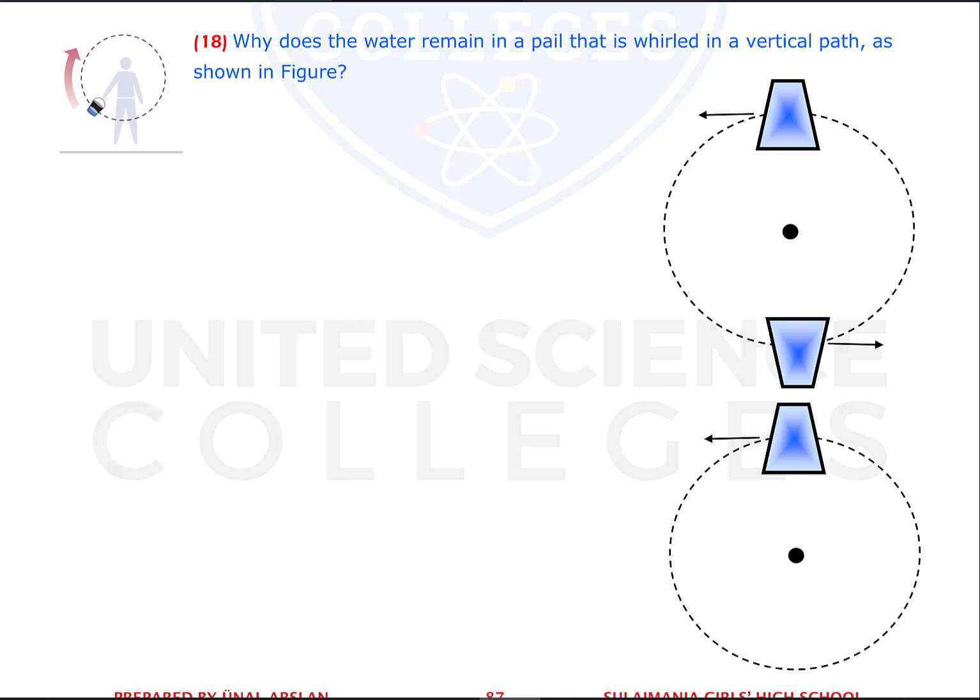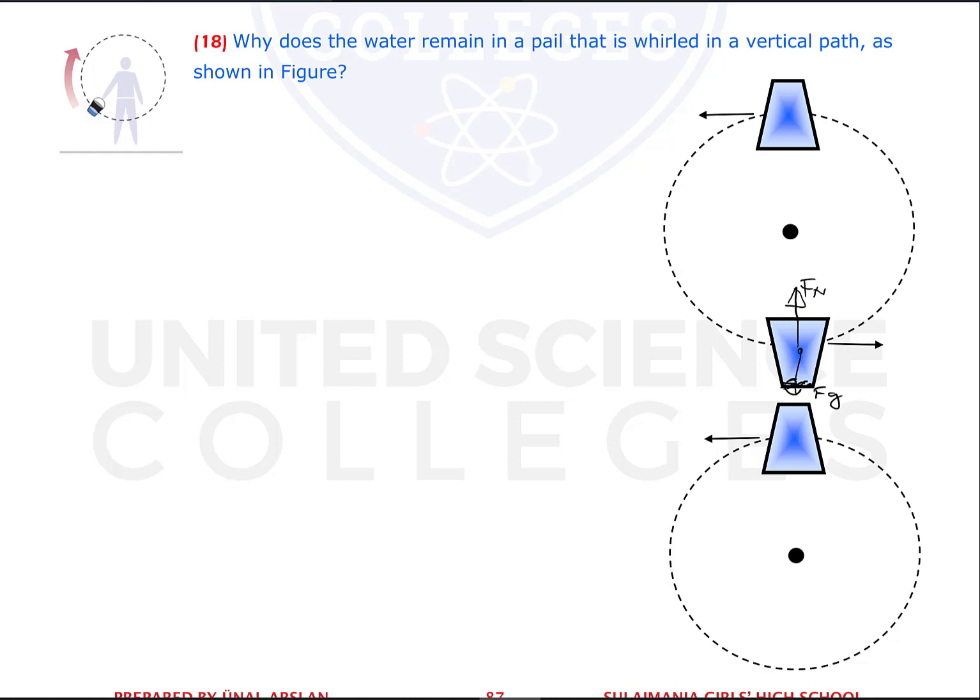In this case, two forces will act on the water. One of them is absolutely the gravitational force, which always acts downward, and also the water in the pail will be pushing the bottom of the pail. So the bottom of the pail will give a reaction to the water, which is Fn. These two forces will be the forces acting on the water in the pail as it is moving in the circular path. So as I said, in all cases, when the pail is at the bottom of the vertical path, the water will remain in the pail.